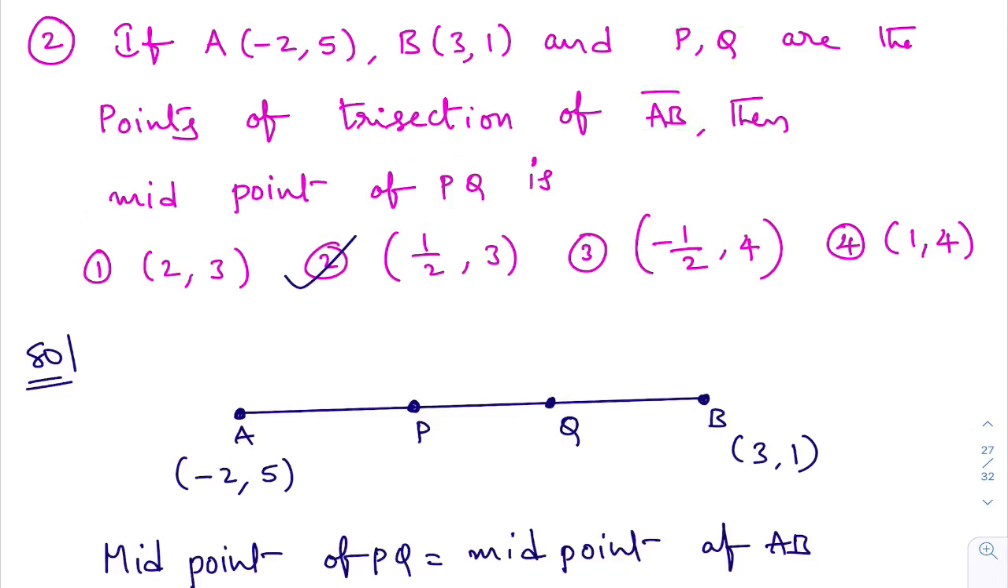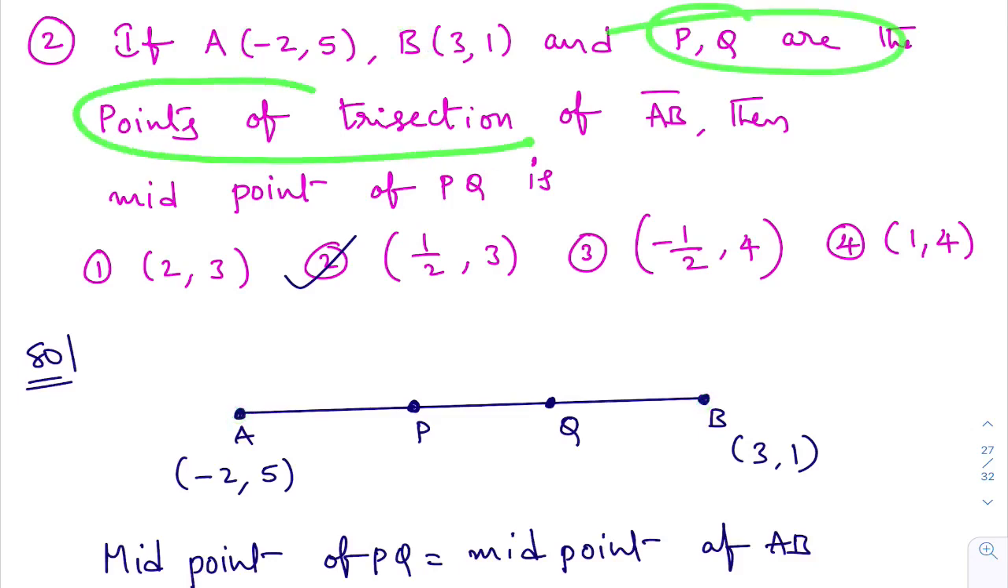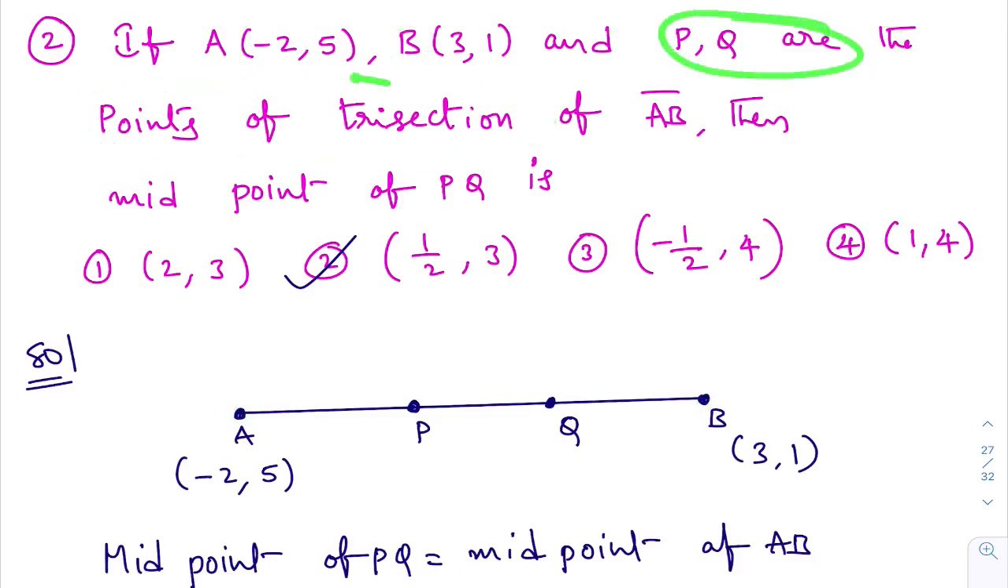First thing, here the two points A and B are given. I marked here point A and point B. What they gave: P, Q are the points of trisection. Points of trisection means the points which divide AB into 3 equal parts. You see here, P and Q are the points. You observe these 2 points divide AB into 3 equal parts. Please observe this: 1, 2, 3. They divide AB into 3 equal parts. That's why P and Q are known as points of trisection.